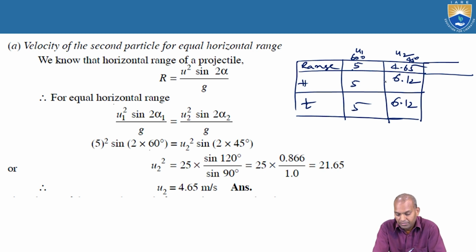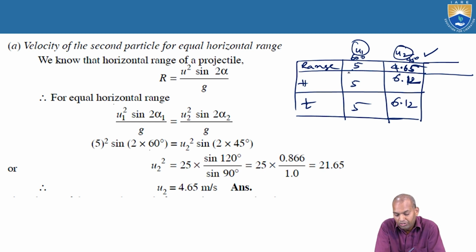If we understand here, for the 45 degrees case with equal range, what is the velocity obtained for range? The velocity for the same range is 4.65 meters per second. It is a low value in comparison to u1. This u1 is the velocity of particle 1 and u2 is the velocity of particle 2.